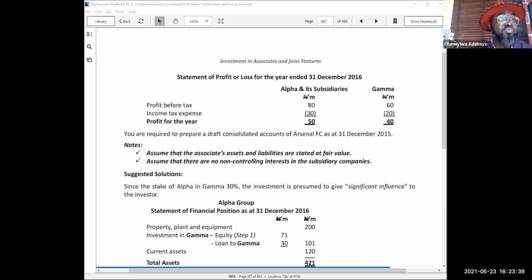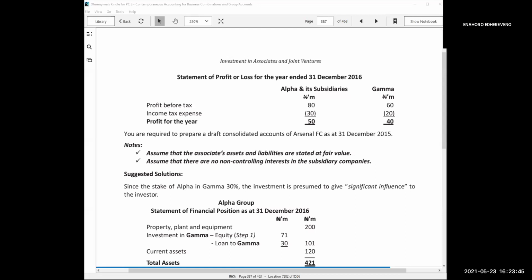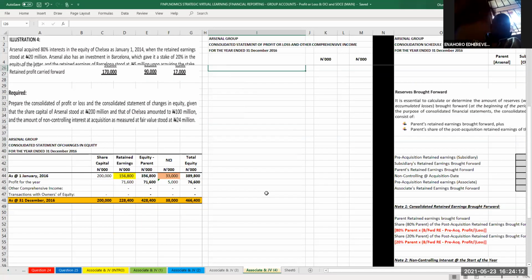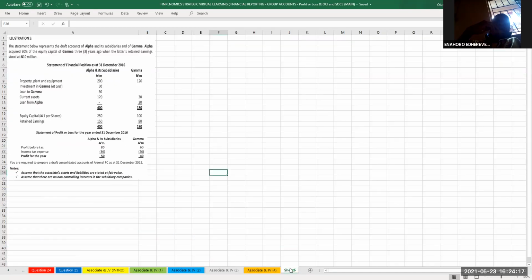Who will assist me? We use the equity method to account for the investment in Gamma. That's what I see there. And then for the statement of profit and the statement of financial position, use the equity method. Okay, now let's try and do that.